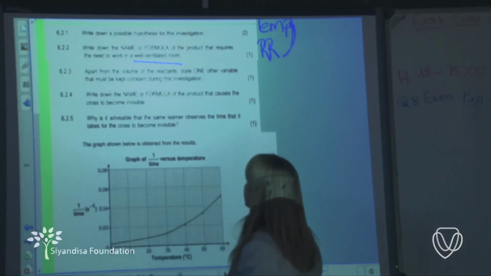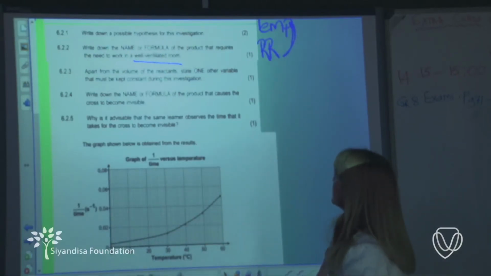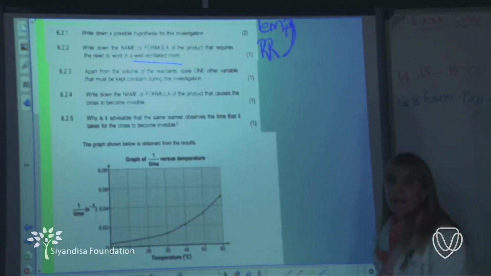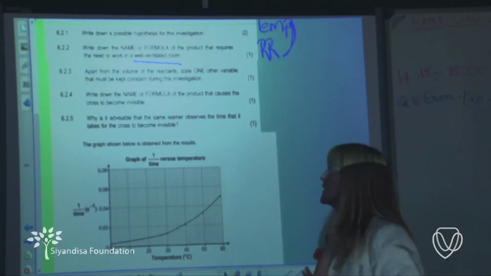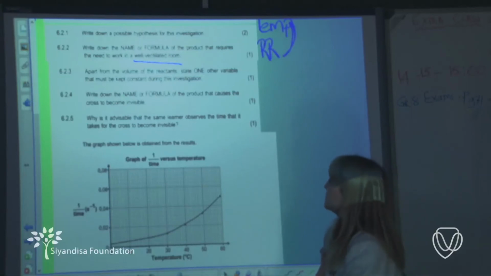Right, write down the name or formula of the product that causes the crust to become invisible. So what causes that precipitate on the bottom of the flask? It is the sulfur that we spoke about.